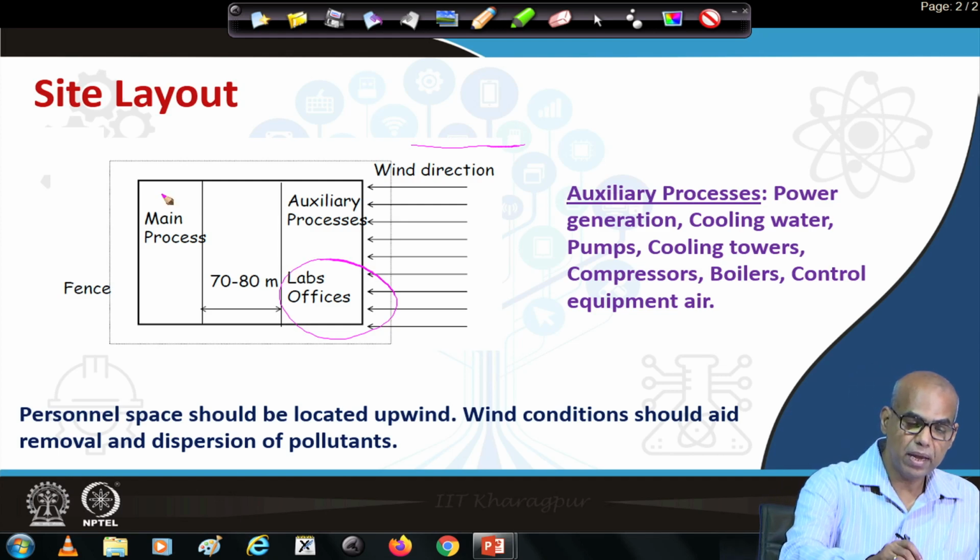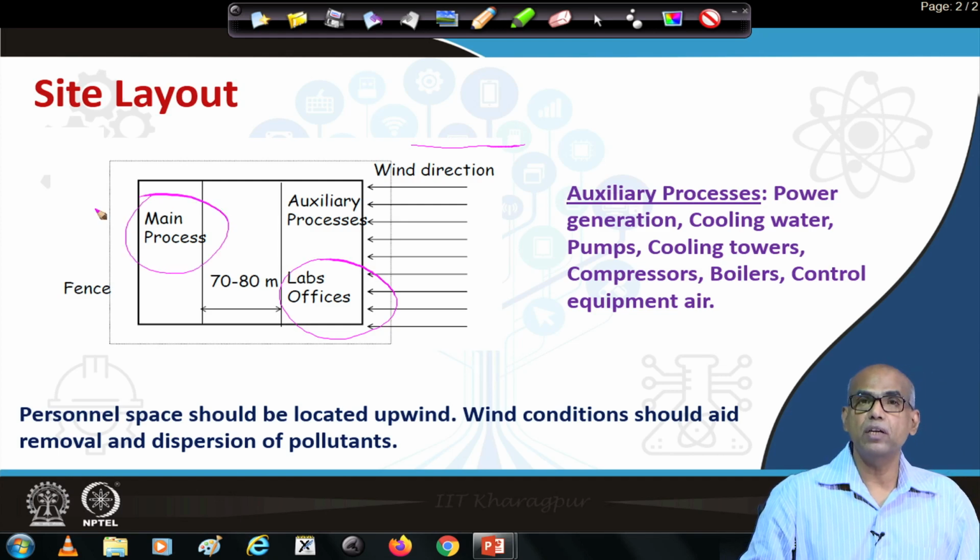So, this is the main processes, and there is about 70 to 80 meter distance between these occupied buildings and the main process. So, the labs, offices, etc. are located around one end of the site, and wind conditions are such that they should aid removal and dispersion of pollutants. Here auxiliary processes include power generation, cooling water, pumps, cooling towers, compressors, boilers, control equipment, etc.